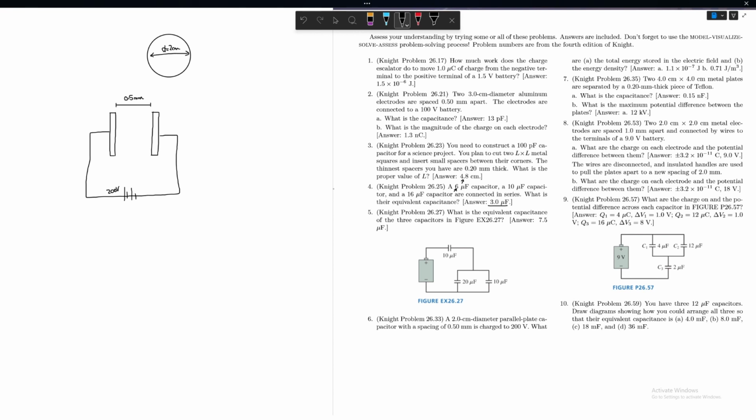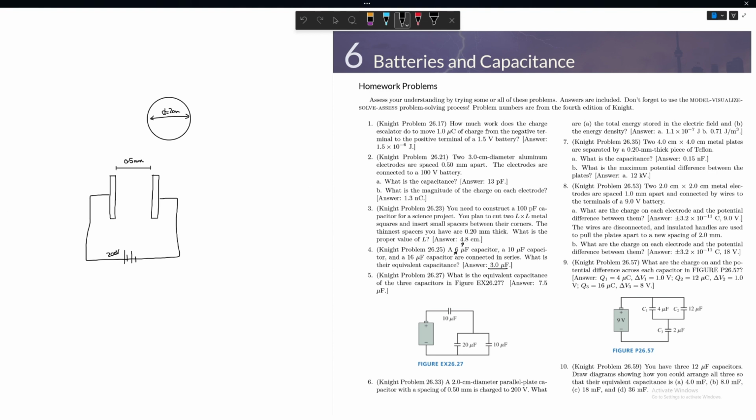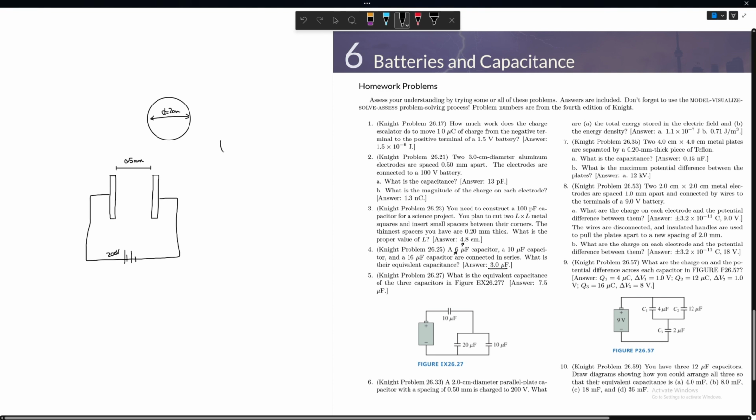What are A, the total energy stored in the electric field, and B, the energy density? The electric field inside this is an equation given. Let me pop it up. Actually, I just remember this is not an equation given in the sheet, and this is the last video that I told you to watch. Thank God I remember it. I don't want to run through the videos right now.